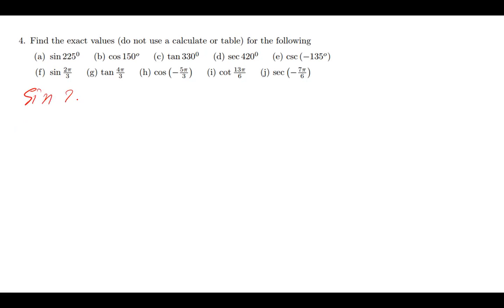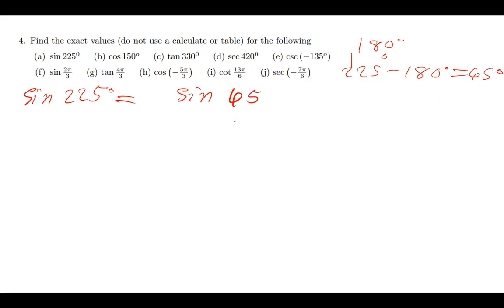So sine 225 degrees. First of all, we can find a special angle that this number is very close to. The special angle that this number is very close to is simply 180 degrees. So if this number is bigger than 180, we're going to say 225 minus 180. The answer that you get is 45 degrees. So sine 225 is just the same as sine 45 degrees, but we're not supposed to end here.